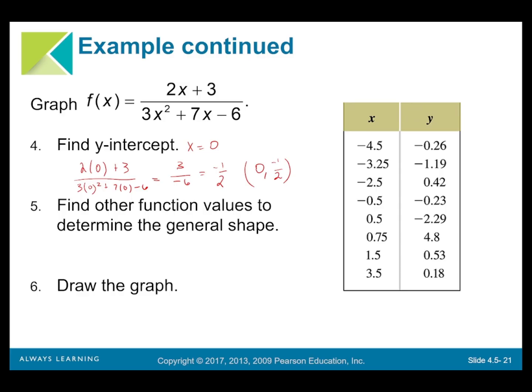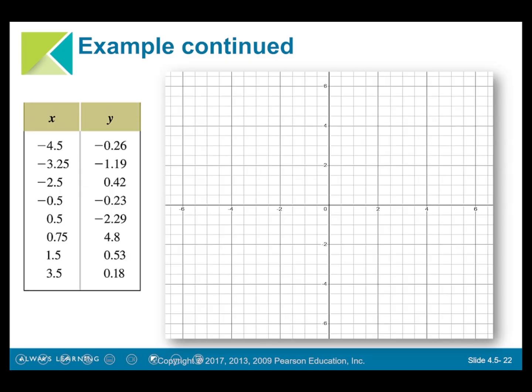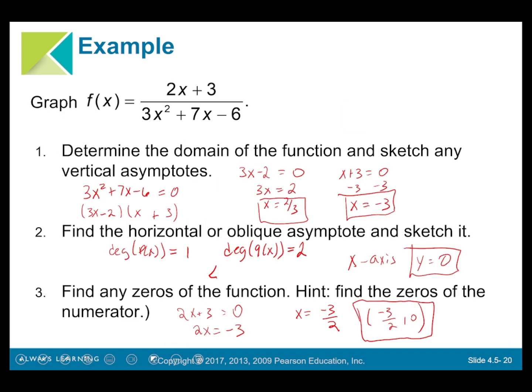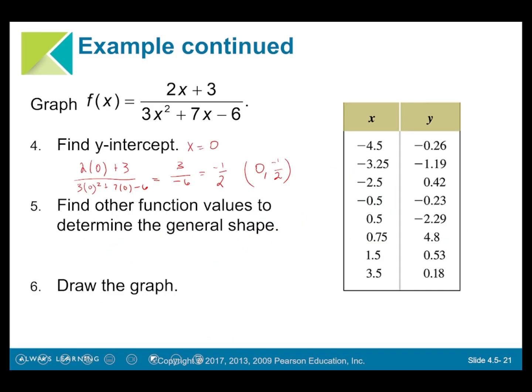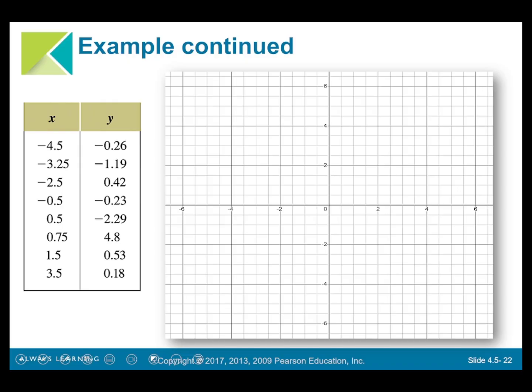Once we have this table, then we can take it over to our graph and see what it actually looks like. So if I graph negative 4.5 and negative 0.26, negative 4.5 is about here, and negative 0.26 is about there. Oh, you know what? I jumped right into the points. Let's make sure we actually draw our asymptotes. So I have x equals 2/3 and x equals negative 3. So let's draw those first.